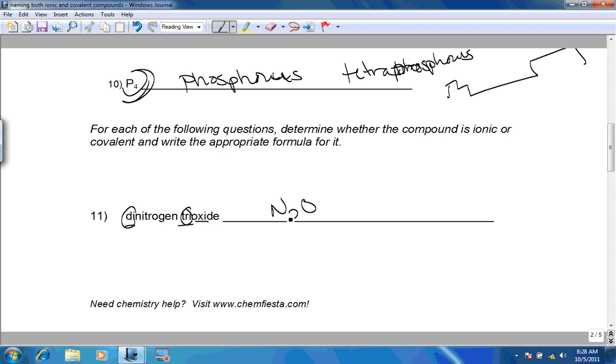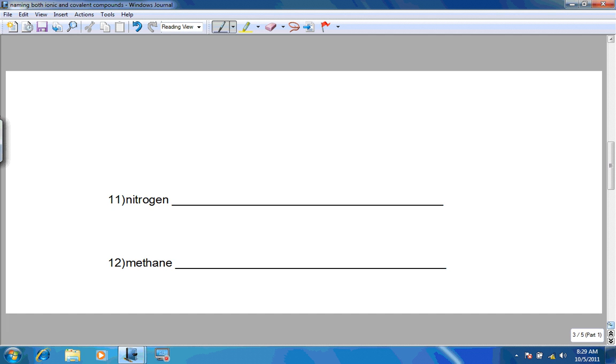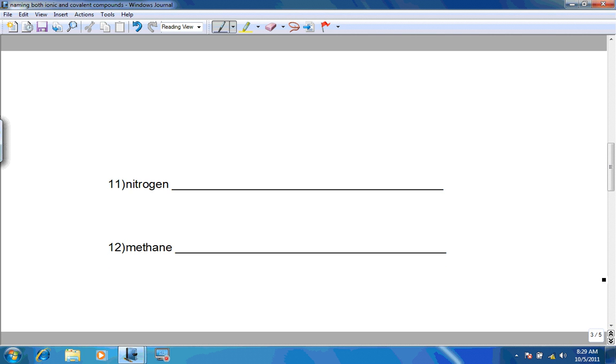Dinitrogen means we have two nitrogens. Trioxide means we have three oxygens. And that's it when you have prefixes. Nitrogen is just simply N. Technically, it's a diatomic molecule, although that was not covered in detail in our level. But in upper level classes, you'll notice that there's a group of 7 elements that are diatomic, which means they only exist in pairs.